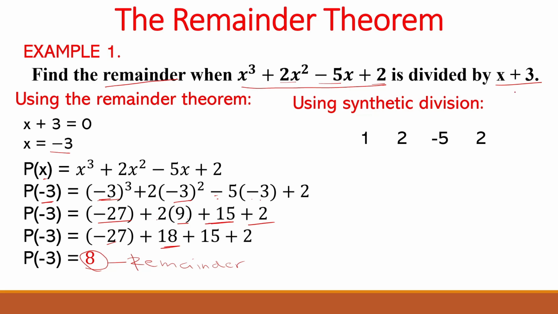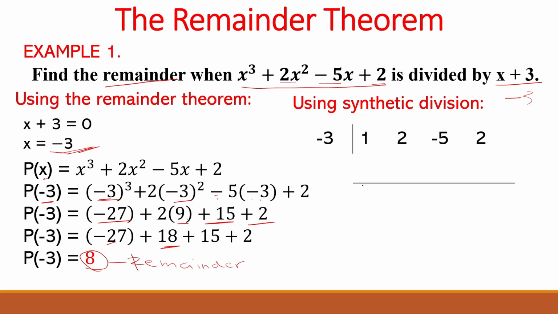Then, x plus 3, so that is negative 3. Diba yung shortcut way natin is we have negative 3. Nandito na siya. You find the value of x, so that is negative 3, which is our synthetic divisor. Let us now solve using synthetic division.